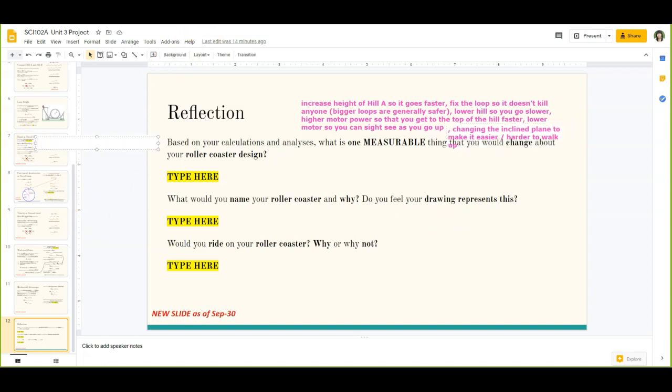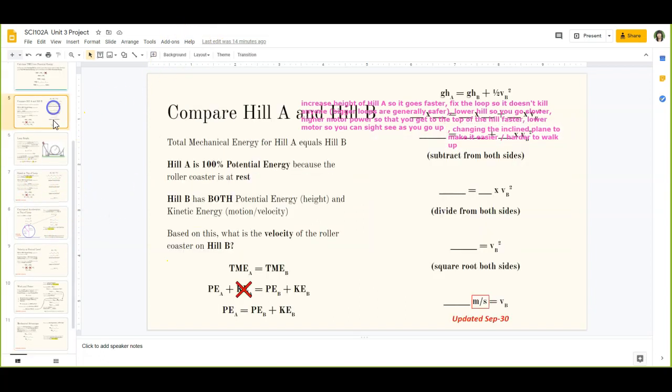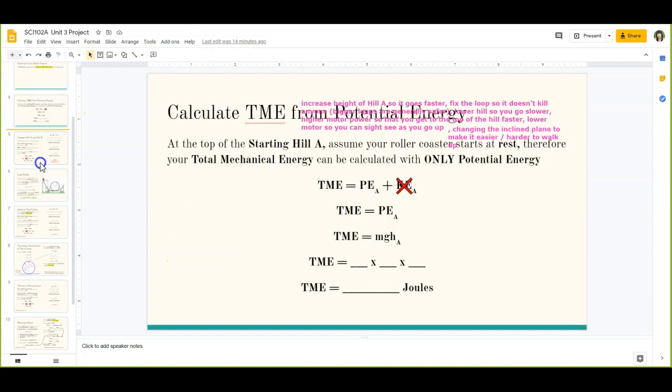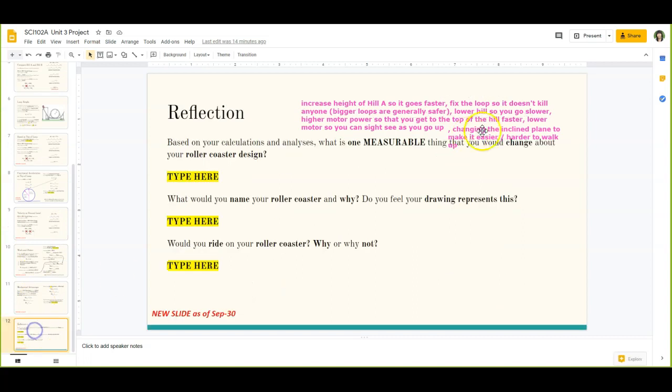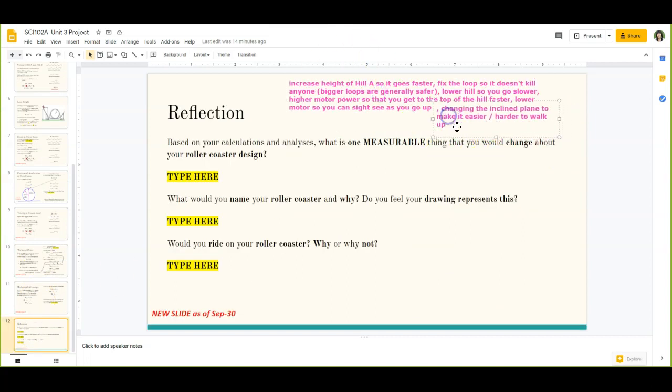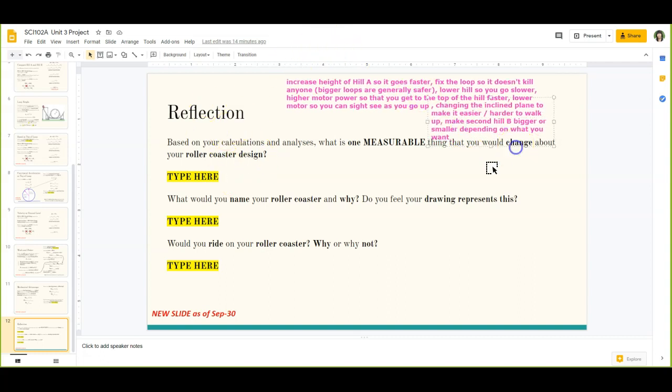Let's see, anything else that I can think of? Loop height. Maybe changing the size of your second hill to just make it more fun. You might want to make your second hill bigger or smaller, depending on what you want. So there's a lot of options. Just give me one measurable thing and explain what that one thing is that you would change.